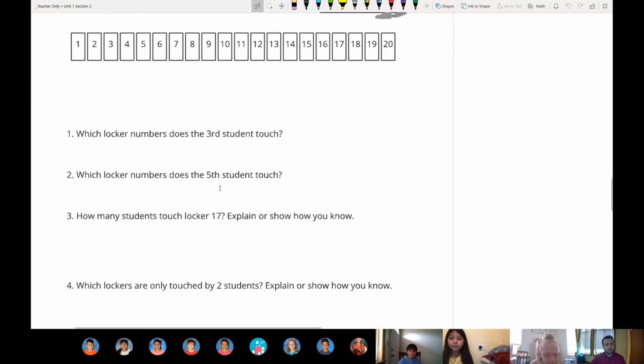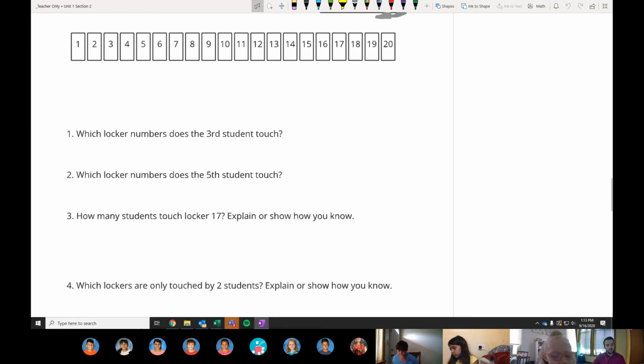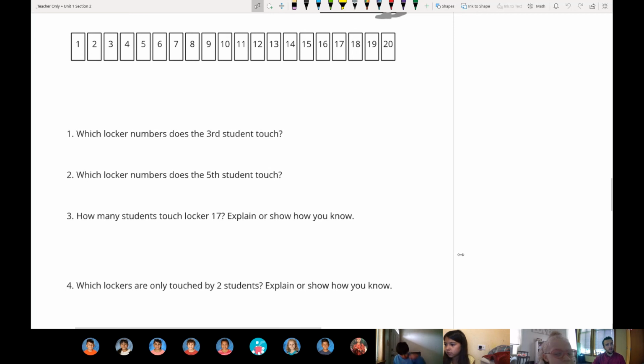Okay, so the questions that you'll be faced with: which locker numbers does the 3rd student touch? Which locker number does the 5th student touch? Right, so just keeping track of which lockers that student is slapping a sticky note on or touching. And then there's questions like how many students touched locker 17? So it's your job to go back and count the dots that we put for 17, explain and show how you know, talk about which ones were touched by only 2 students, explain how you would know, right? So just revisiting that model that we created.